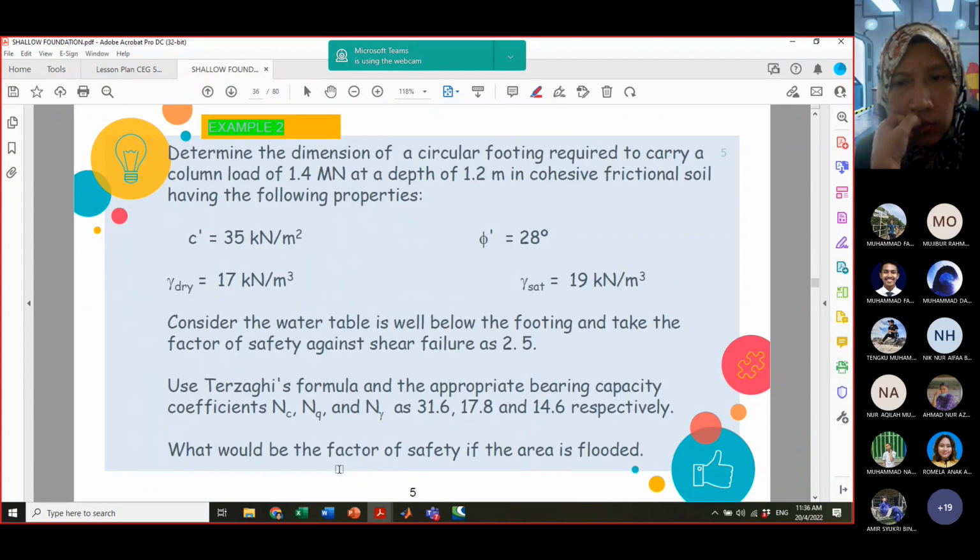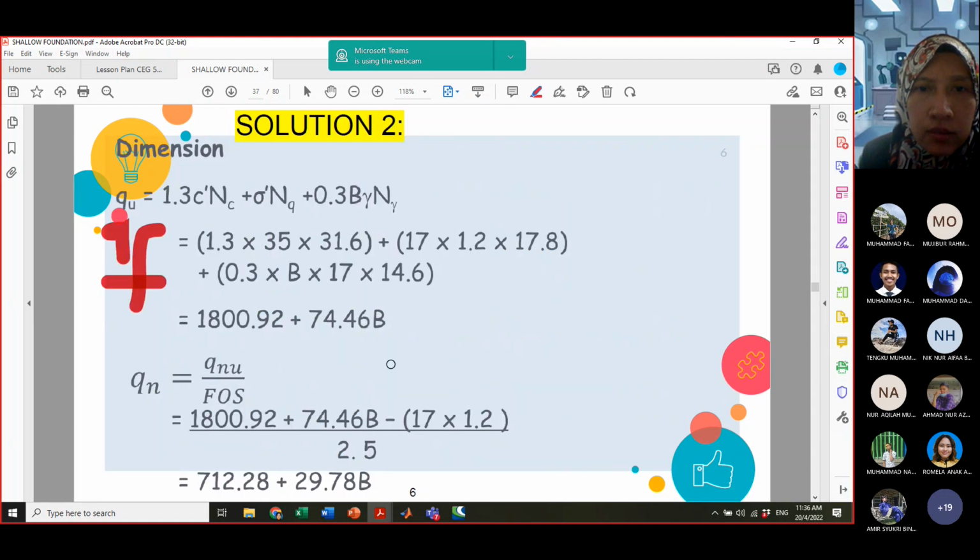Okay. I was wrong. So it is the condition that this formula is calculated. The "well below" here is referring to this one. How to start answering Example 2? Soalan, maknanya kat sini dia bagi conditions yang mana the water table effect is well below.